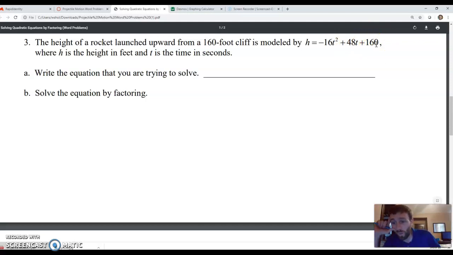Now, we want to actually factor out a negative 16 because we need our a term to be positive. So I'm going to factor out a negative 16 and show you what that would look like. So it would be 0 equals, factor out a negative 16. Inside, I'm going to have a t squared minus 3t minus 10.